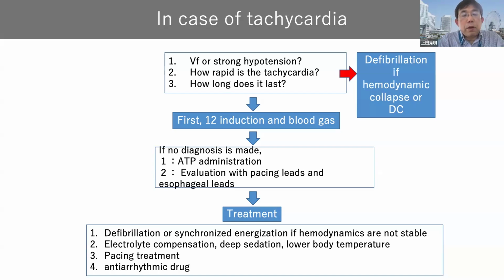First of all, we should use defibrillation or synchronized cardioversion if hemodynamics are not stable. If stable, electrolyte compensation, deep sedation, and lower body temperature might work very well. Also, we have to think about pacing treatment, or finally, antiarrhythmic drugs.